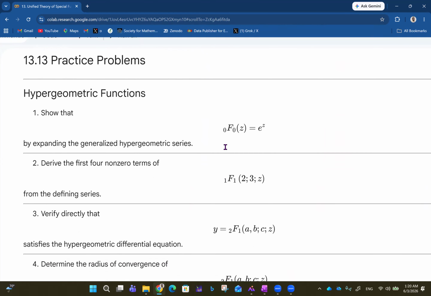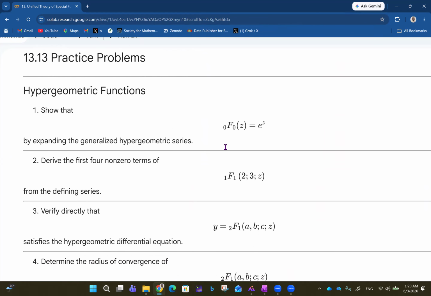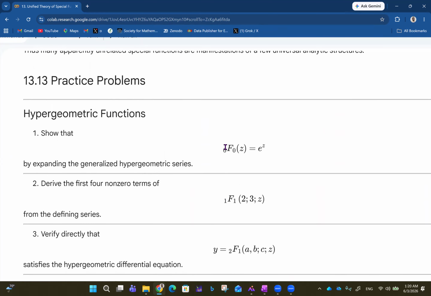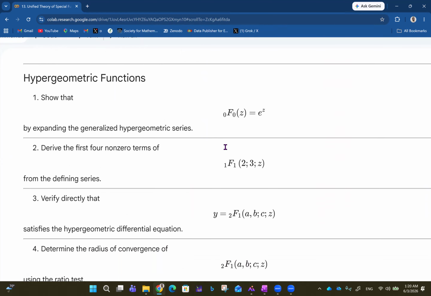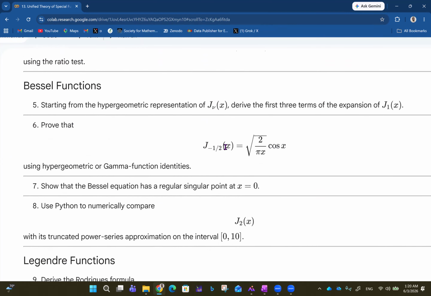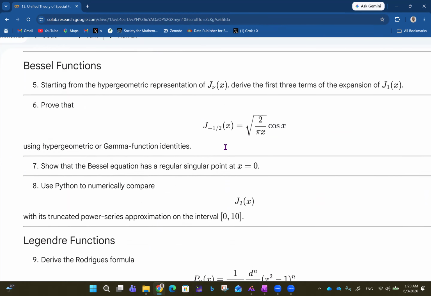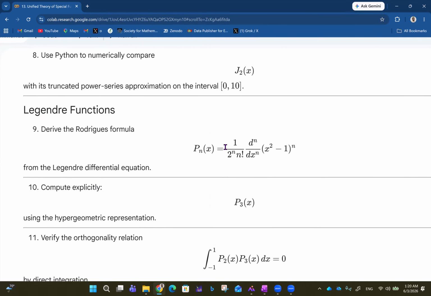I'm going to solve problems 6 and 17. So you have problems 1 to 4, more or less. Then you have Bessel in 5, 6, 7, 8. You have Legendre. So I'm solving 6, right?